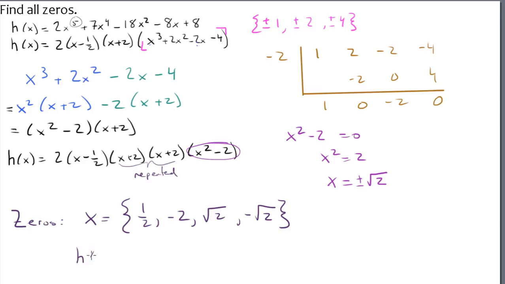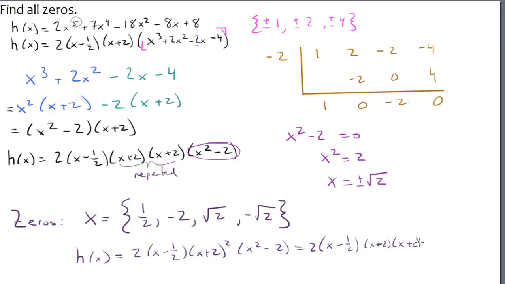And we could also rewrite h of x, I'd say in one of two ways. 2x minus 1/2, x plus 2 quantity squared, x squared minus 2. Or we could write it as 2x minus 1/2, x plus 2, x plus 2, x plus the square root of 2, x minus the square root of 2. That works. We don't normally factor something out with irrational values like that, but it still works. It would still be true. And we found all of the roots, more importantly. We did what we set out to do.